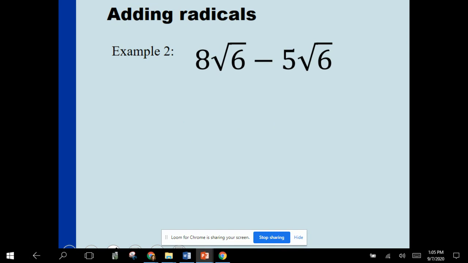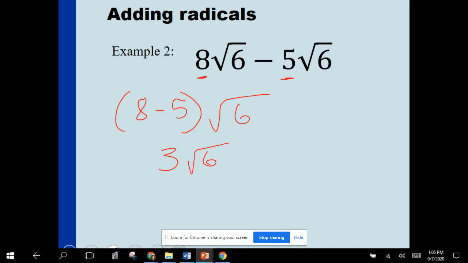Let's look at the next one. The next one, the radicands are 6. Both of them have the same radicand. So we're going to be able to add these together. But what we add together are the coefficients. And the coefficients are the 8 and the 5. So that's going to be 8 minus 5 times the square root of 6. We keep whatever is in the radicand. So 8 minus 5 is 3 times the square root of 6.